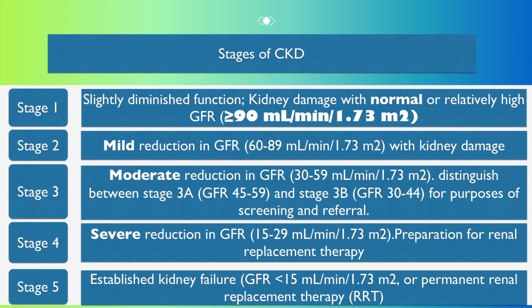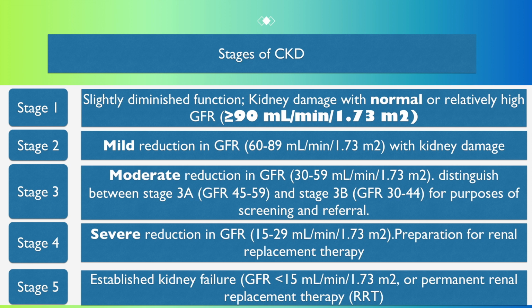So these are the stages of chronic kidney disease. In stage 1, you will see kidney damage with normal GFR. In stage 2, GFR is slightly reduced, 60 to 89, with kidney damage present. Starting from stage 3, with or without kidney damage, GFR is moderately reduced, less than 60 ml, which is when chronic kidney disease starts to be defined.